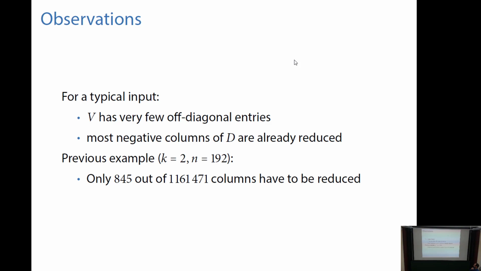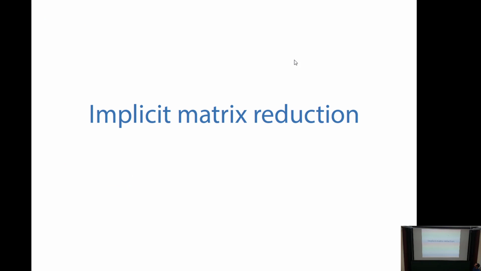In the example I've shown, we had 1.1 million columns that we needed to touch, and less than 1,000 of them actually had to be modified at all, and the rest was already fine to begin with. So that's something you want to make use of in your algorithms, and that leads to the idea of reducing the matrix implicitly.